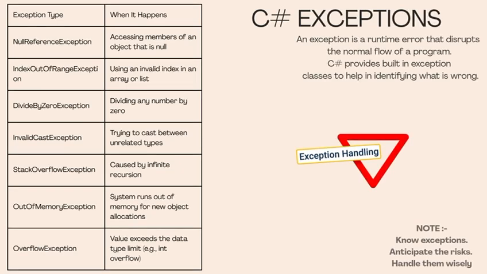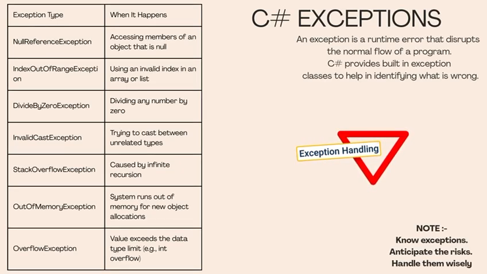Here are some common C# exceptions. Null reference exception occurs when accessing a null object. Index out of range happens with invalid indexes. We also have divide by zero, invalid cast, stack overflow, and others. Knowing these helps us anticipate and handle problems before they break our program.